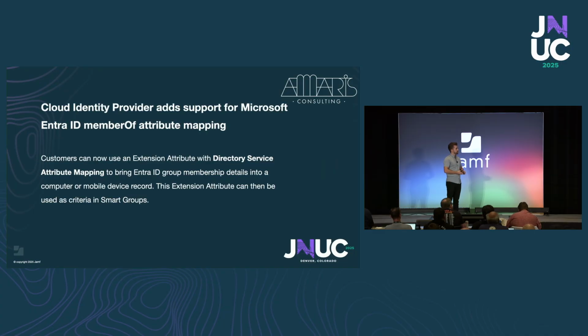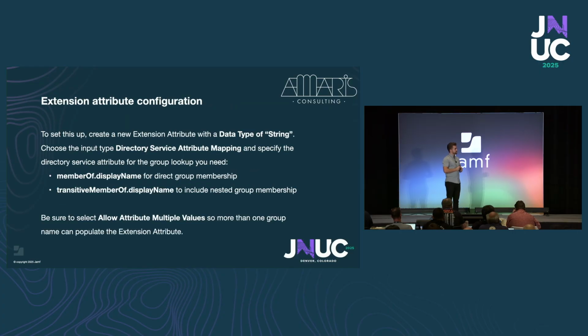As of 11.18, the Cloud Identity Provider integration has added support for Microsoft Entra ID member of attribute mapping. What that means is that you can, in a very similar way, create an extension attribute, and then this extension attribute can be used in smart groups. To set up that new extension attribute, you need to set the data type to string. You need to choose the input type as directory service attribute mapping, and you need to specify, well, there are two values that you can put.